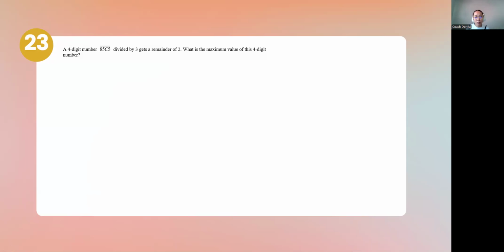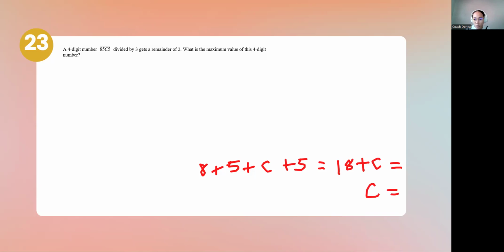So if it's divided by 3 and has a remainder of 2, you'll have 8 plus 5 plus C plus 5, divided by 3. 8 plus 5 is, no, 5 plus 5 is 10, plus 8, 18. So you have 18 plus C. 18 is already divisible by 3. So to get a remainder of 2, C must be equal to 2, 5, or 8.